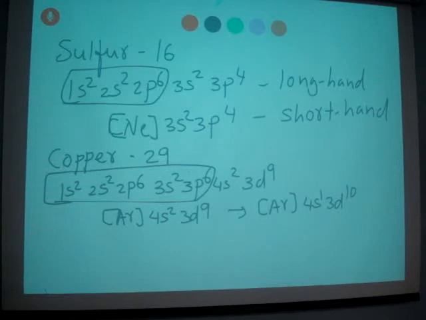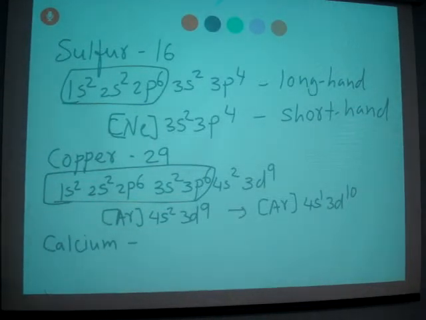Now let's quickly work on calcium. Calcium has 20 electrons. And when you write electronic configuration, 1s2, 2s2, 2p6, 3s2, 3p6, and it is 4s2. That's the longhand notation.